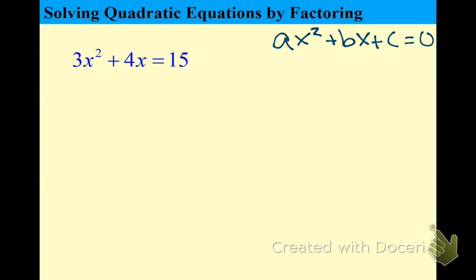Here's what you also want. You see how you have 3x squared? You want it to stay positive, so you never want that to be negative. So what are we going to move to have everything on one side? 15. How do we move it? Subtract it. So the right becomes 0, and you'll have 3x squared plus 4x minus 15.